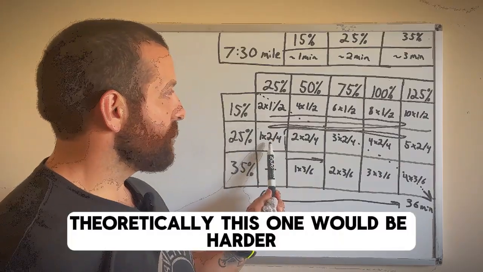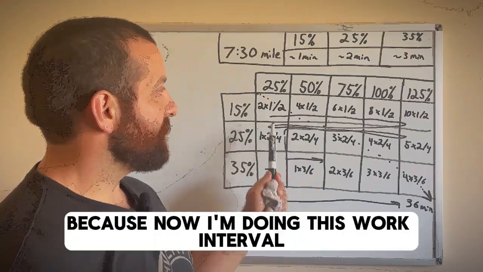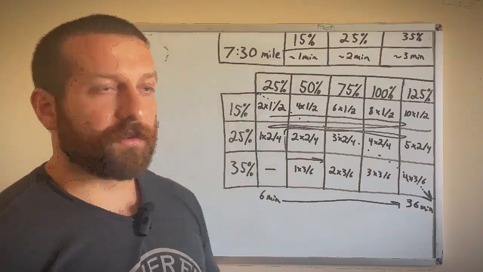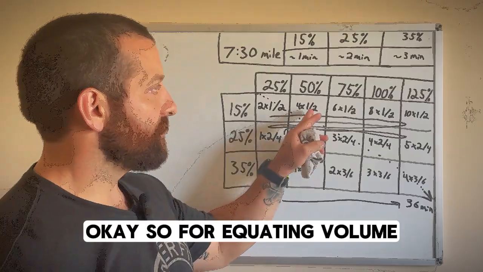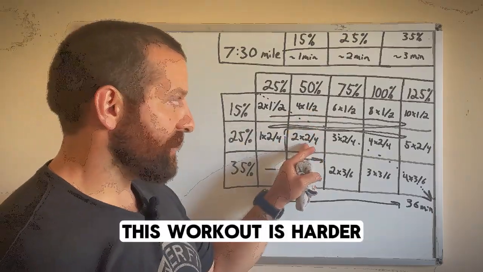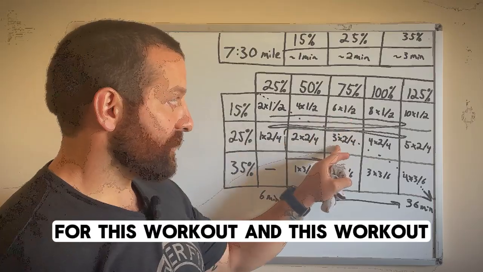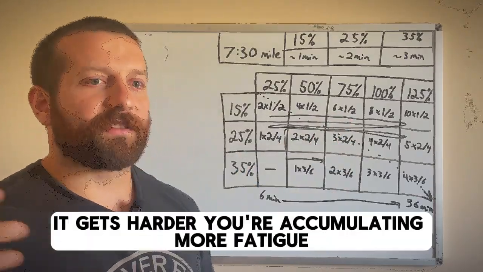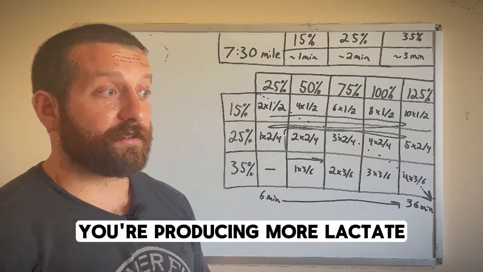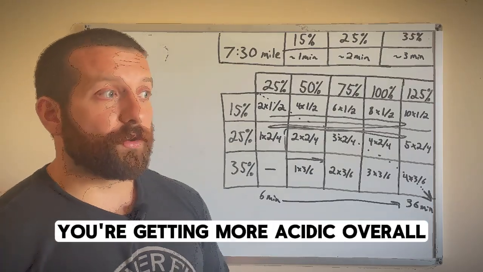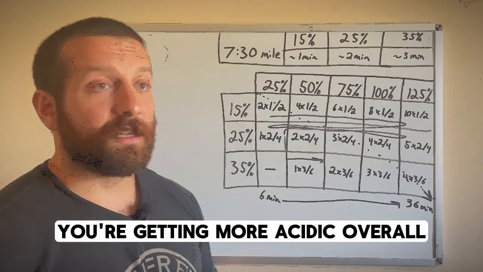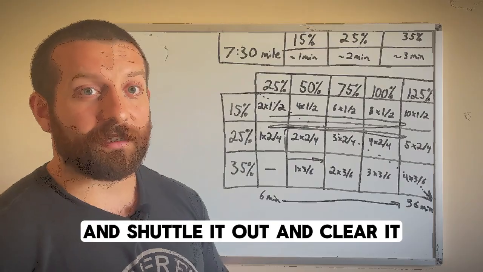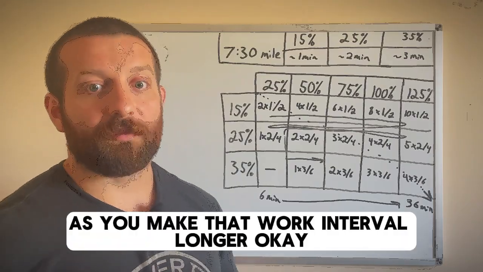Theoretically, this one would be harder because now I'm doing this work interval, I'm getting this 2 sets of 1, and I'm doing it all at once. Okay, so for equating volume, like this workout and this workout, this one is harder. For this workout and this workout, this one is harder. As you extend out the work interval, it gets harder. You're accumulating more fatigue. You're producing more lactate. You're getting more acidic overall, and it's harder to clear and buffer lactate and shuttle it out as you make that work interval longer.